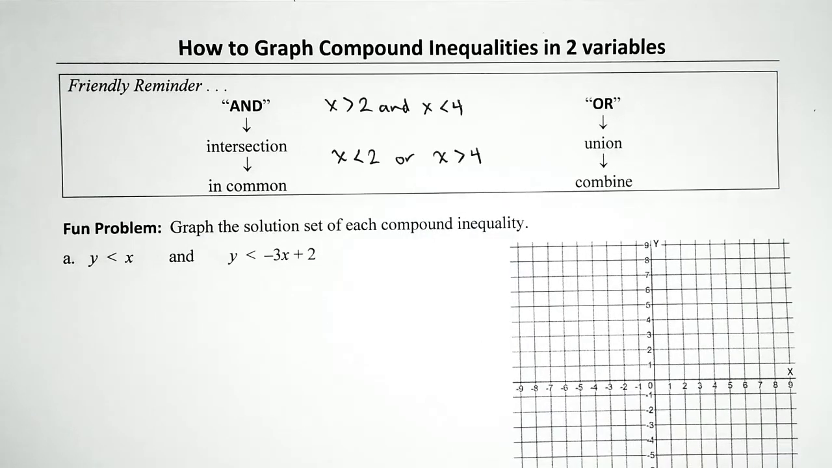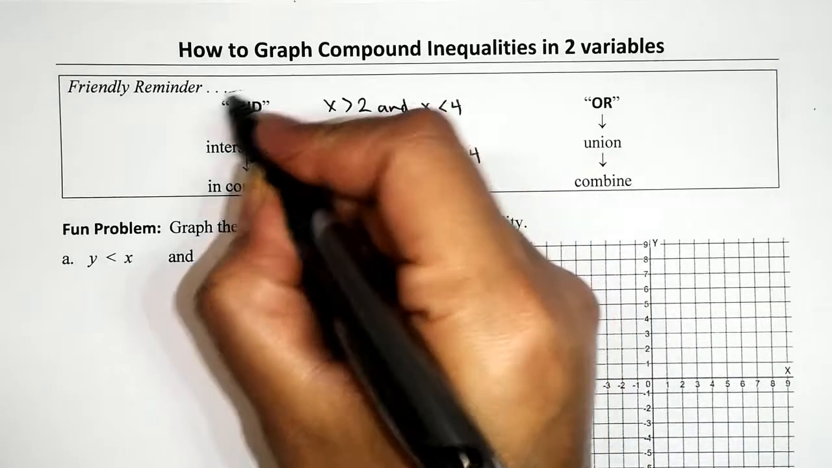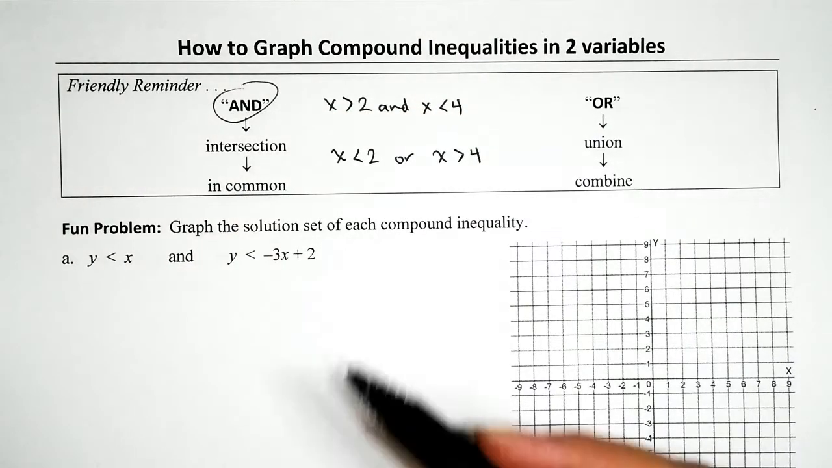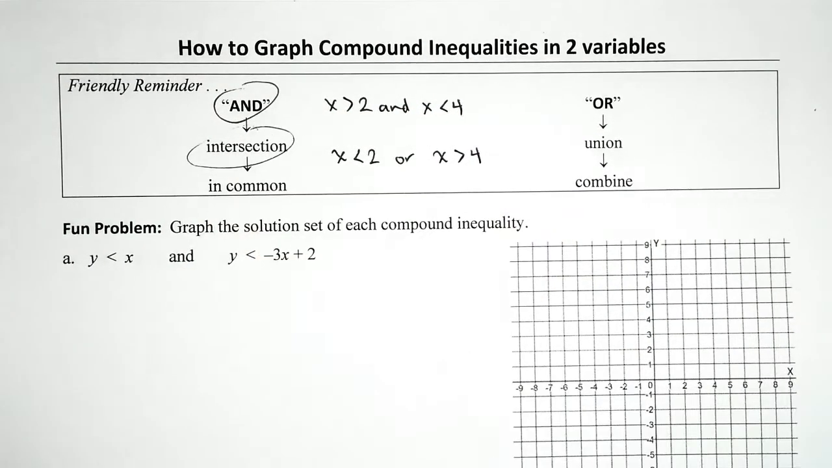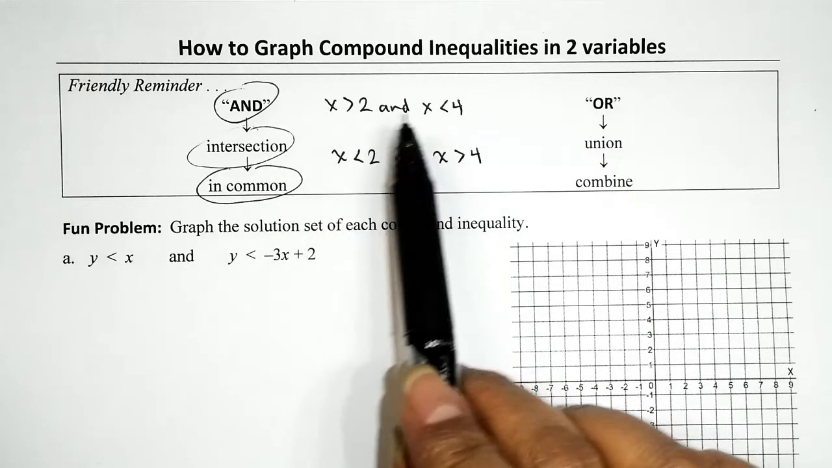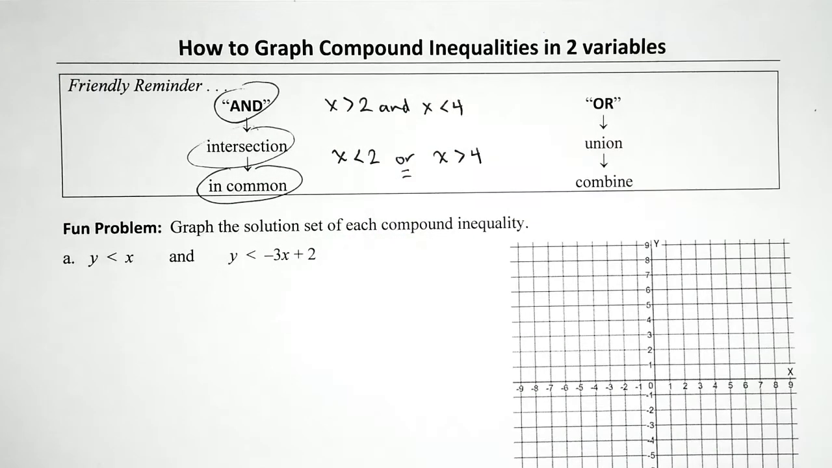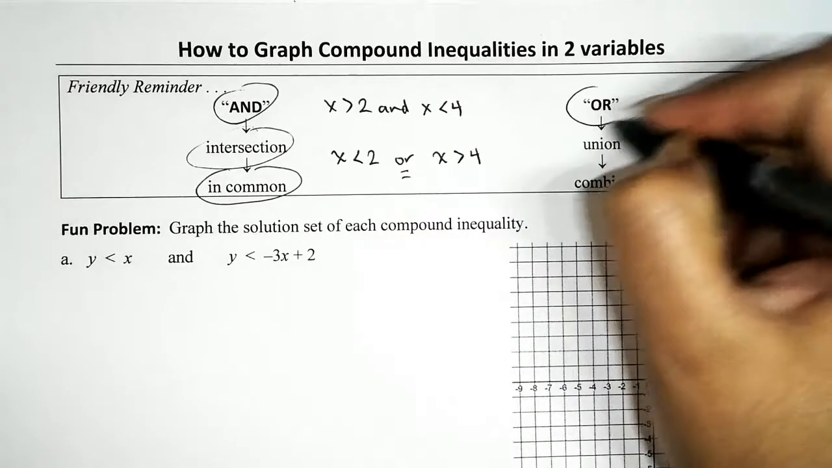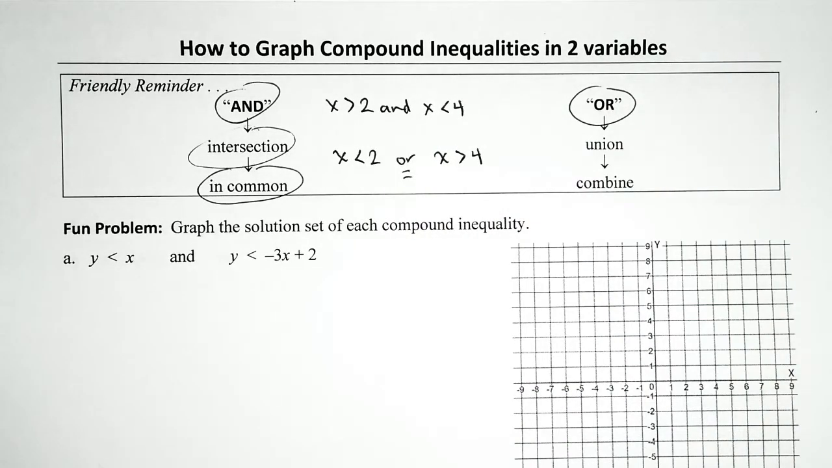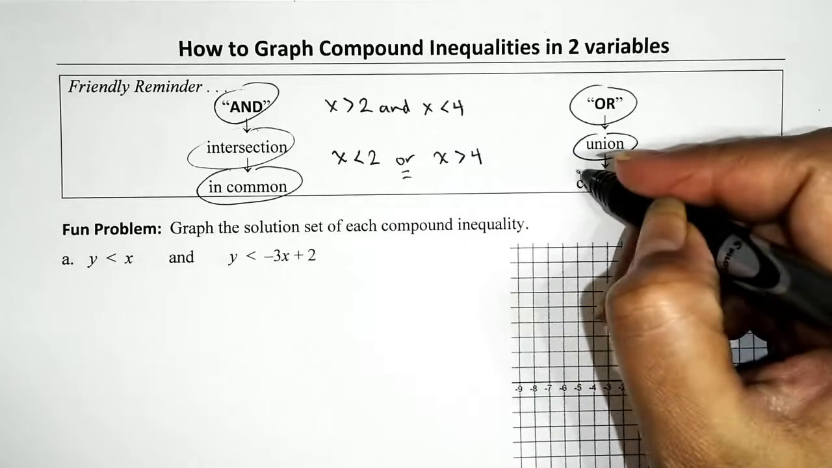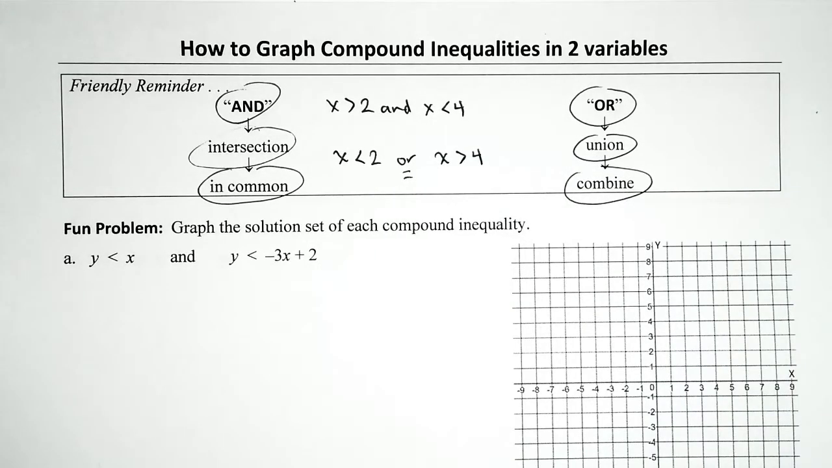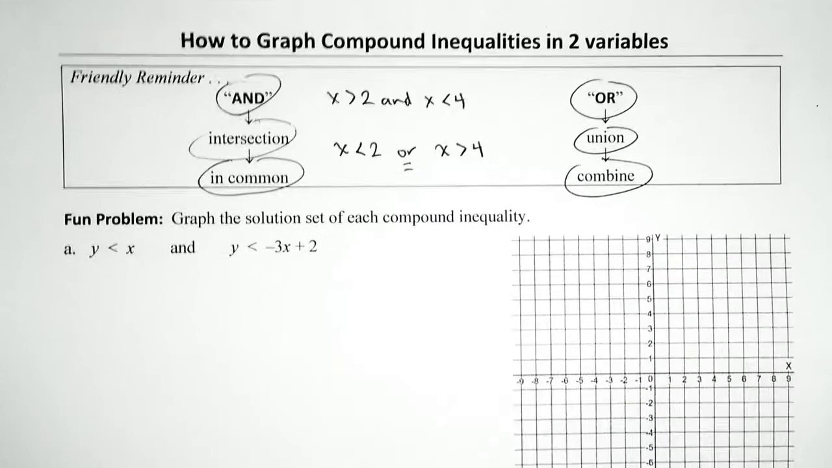So remember, if we have an and compound inequality, then we are pretty much trying to find the intersection. And if we're trying to find the intersection, we want to know what is it that they have in common. Okay, so in this case, what do the inequalities have in common? But if we have an or compound inequality, then that's a slightly different problem. If we have an or compound inequality, then we're aiming to find the union. And if we're trying to find the union, pretty much we're going to combine our answers. So that's it. Okay, so the question is, how are we going to solve this first problem?